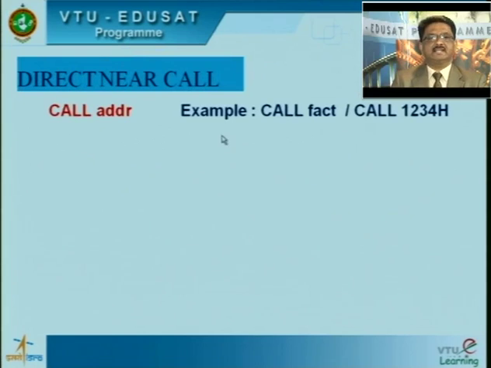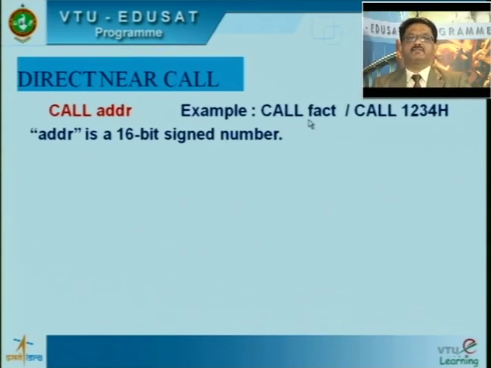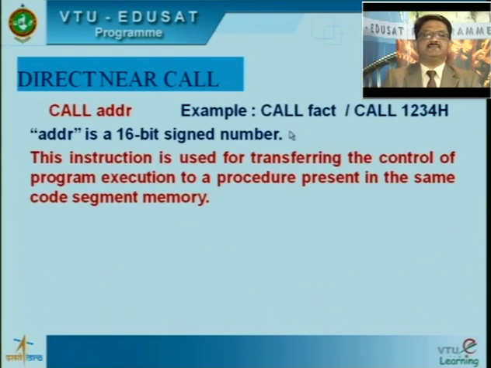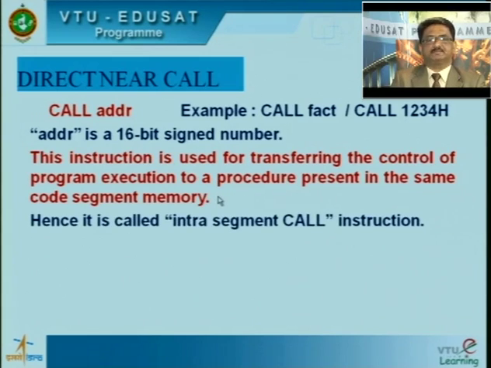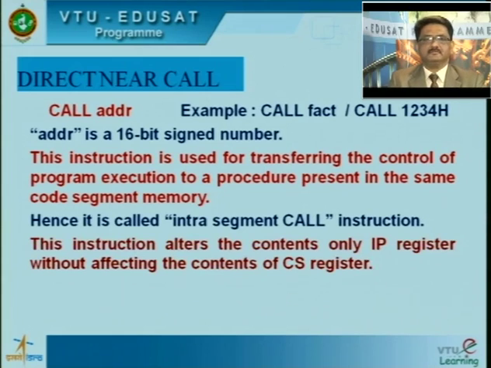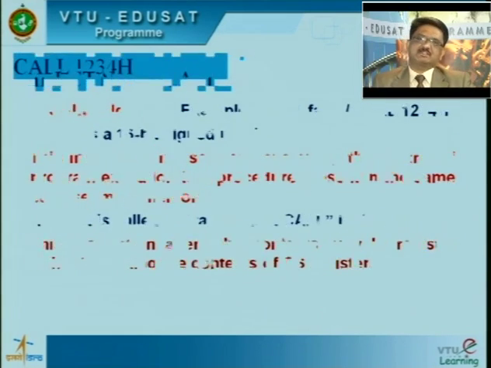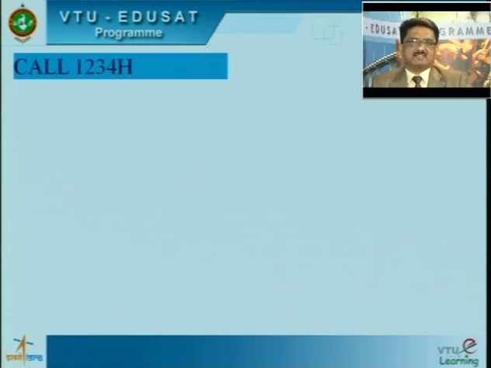How does the direct near call work? Call address, for example, call fact, call 1234H. Here 1234H is the address of the procedure that I am trying to call, which I have mentioned in the call instruction itself. That is the reason why we call this a direct near call. Here it is a 16-bit signed number, and the instruction is used for transferring the control of program execution to a procedure present in the same code segment. As usual, it is an intra-segment call. This instruction alters only IP and it does not alter CS. The basic reason is it is an intra-segment call. When it is an intra-segment call, CS contents will not be altered. Remember this very carefully.